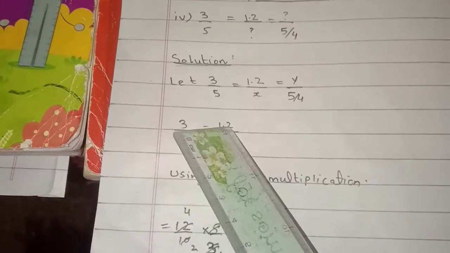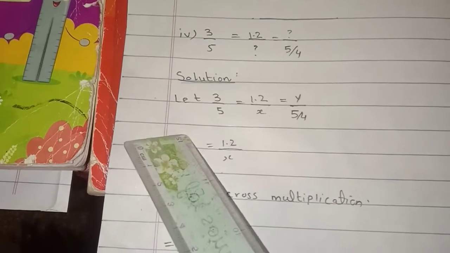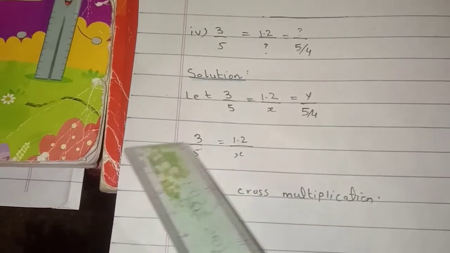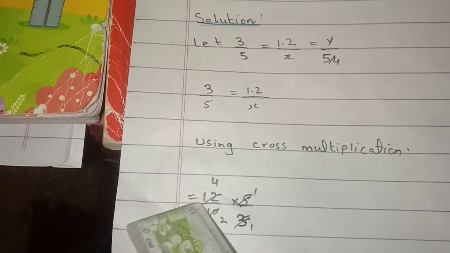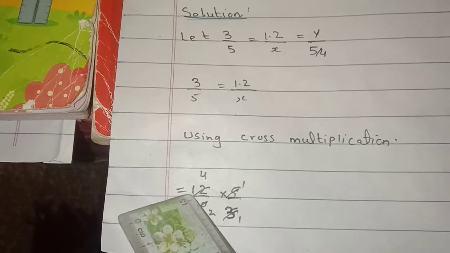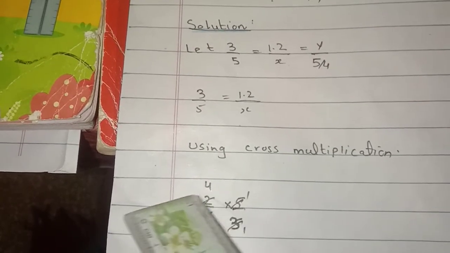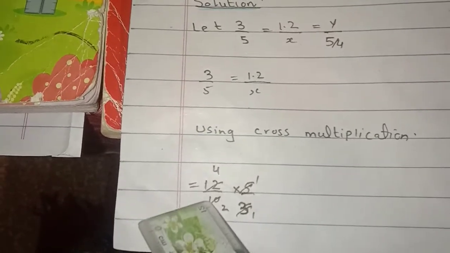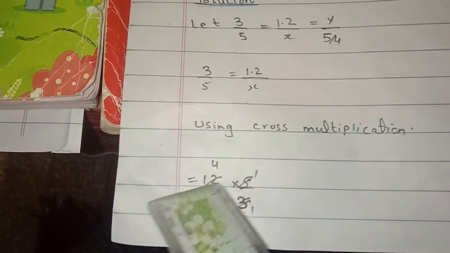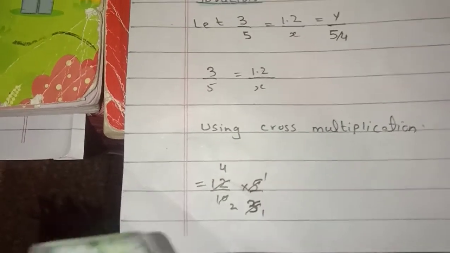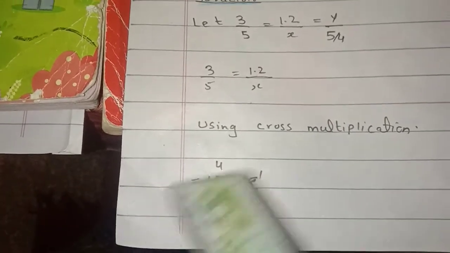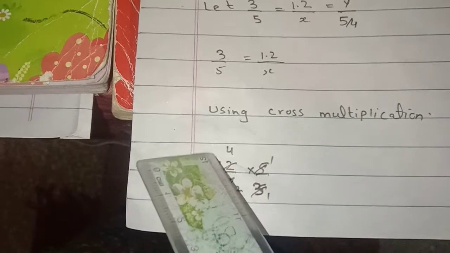Now simply we will consider the first two ratios. 3 over 5 equals 1.2 over x. Now you will use cross multiplication. 3 will be divided and 5 will be multiplied by 1.2. You can also remove the point. It will become 12 over 10 and 5 over 3. So 3 ones are 3, 3 fours are 12, 5 ones are 5, 5 twos are 10. Listen to me carefully, girls. Here I have removed the point.